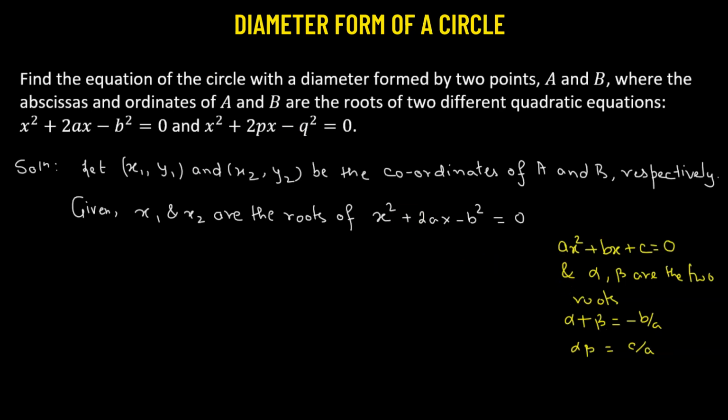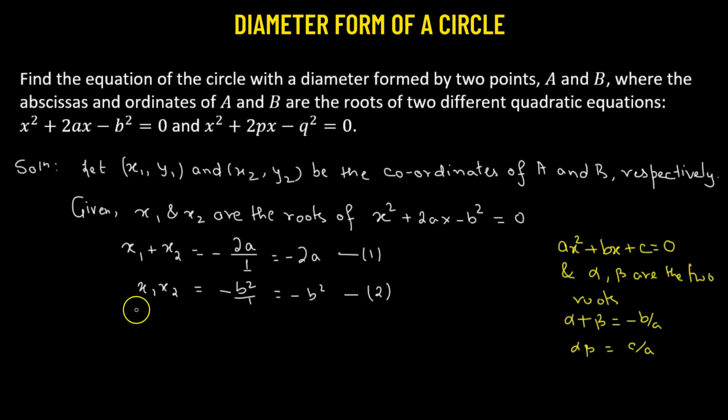So using this idea, since x1 and x2 are the roots of the given quadratic equation, the sum of the roots x1 plus x2 will be equal to negative, so here we need the coefficient of x, which is 2a. We have negative of 2a divided by the coefficient of x squared, so that's 1. So that means x1 plus x2 will be negative 2a. And the product of the roots x1 times x2 will be equal to negative b squared over 1, which is simply negative b squared. Fine. So let's label this as number 1, and the other one is number 2.